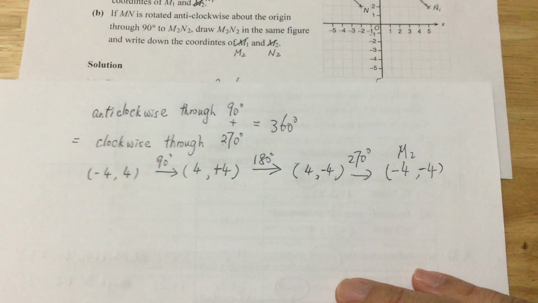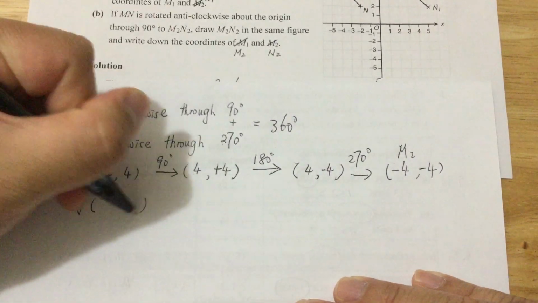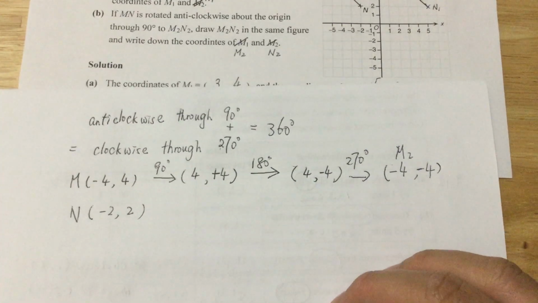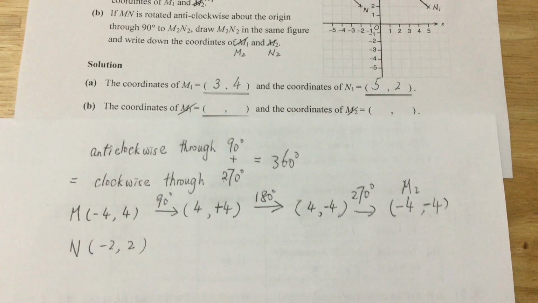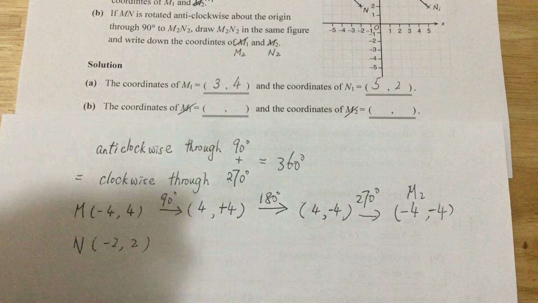Okay, now this is your turn. We are going to write down N, so you're going to write (-2, 2). Can you do it by yourself in 15 seconds? Okay, now I will show the answer. If you have still not finished, please pause the video. Otherwise, let's look at the answer.